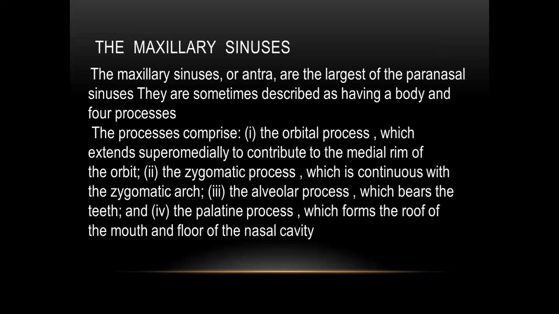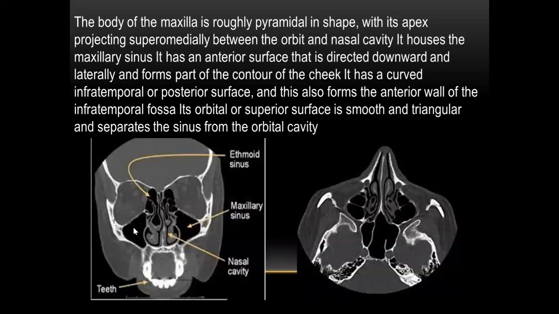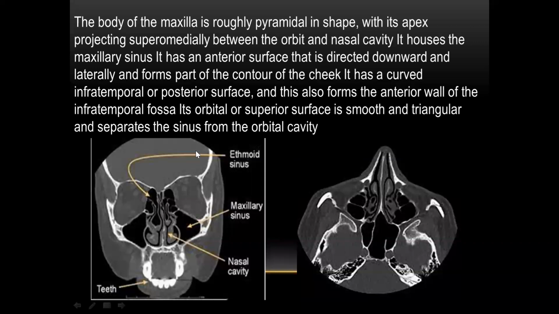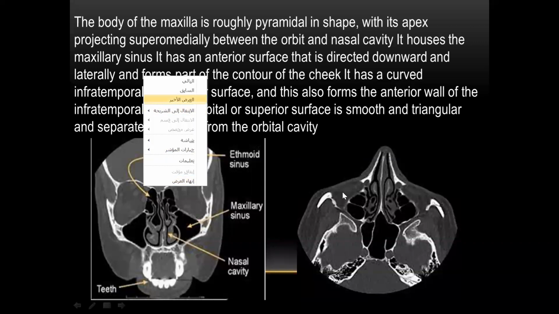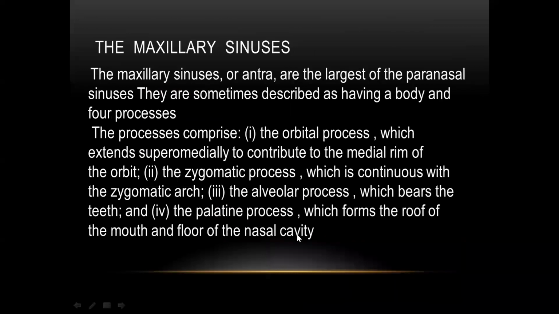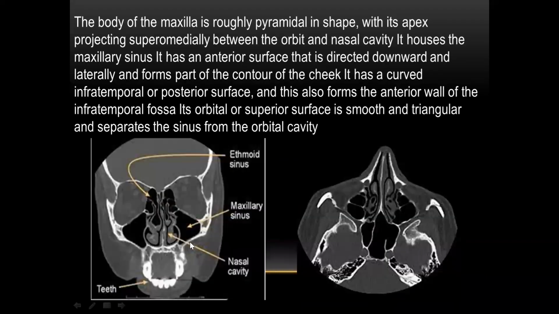The processes: the orbital process, here it is the orbital process, upward and medially. The zygomatic process toward the zygoma, and the alveolar process, which is downward to the teeth, and the palatine process, which participates to form the roof of the oral cavity.